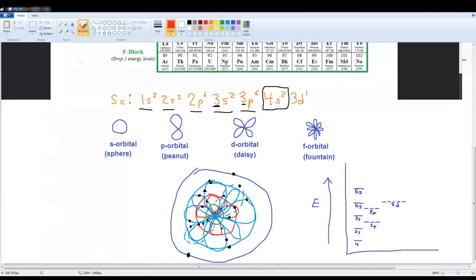Because it's balancing those two things. You can be higher energy by being farther away from the nucleus, or you can be higher energy by having a more complex orbital pathway. D is more complex than P, which is more complex than S. So there's a trade-off there. Turns out by the time you get to the D, 3D is so complex that it actually requires more energy than a 4s orbital. Does that make sense? I thought that might be helpful.